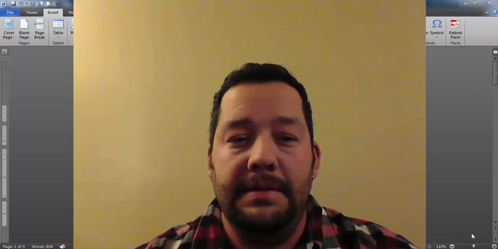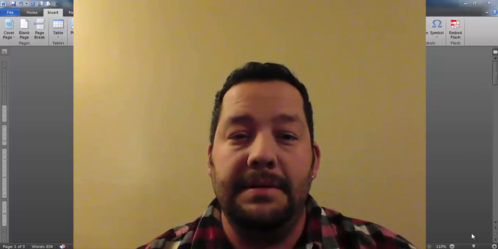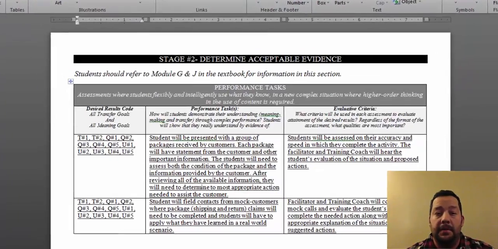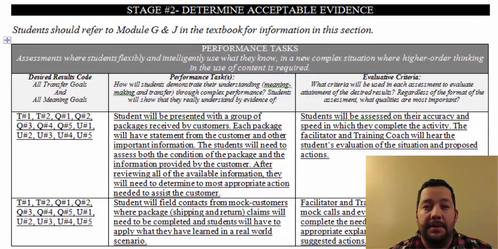This week our topic is stage 2 of the UbD template, where we are looking at determining acceptable evidence. The first section is all about the performance tasks. These are going to be the major areas of focus for your course. This is the information that you're looking for with your students to make sure they truly understand at a deeper level the information that you've been sharing with them.